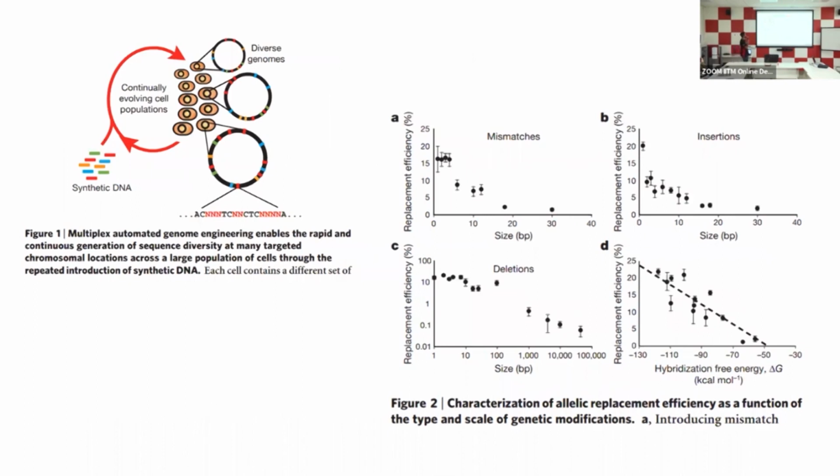So if you look at the graph, this is a general scheme as to how MAGE works. We'll come to this later. Firstly, the characterization of allelic replacement efficiency. We can see that for mismatches and insertions, as the size increases, the efficiency decreases. The same is true for deletions, but it decreases much slower, so it's correlated more. Most importantly, the hybridization free energy can be correlated best with the efficiency. The greater the energy in the negative direction, the greater the efficiency of replacement of alleles.